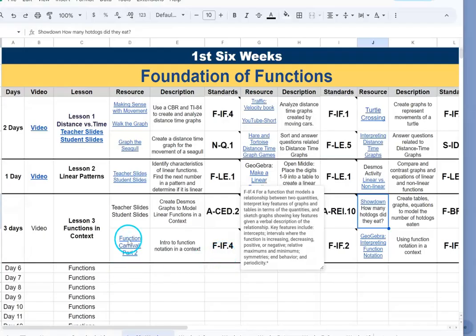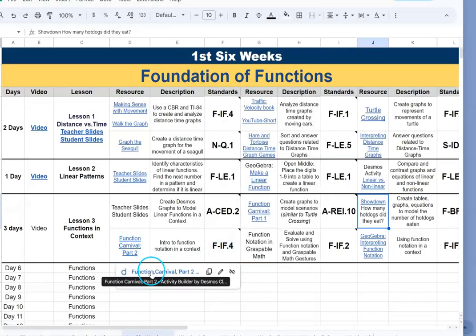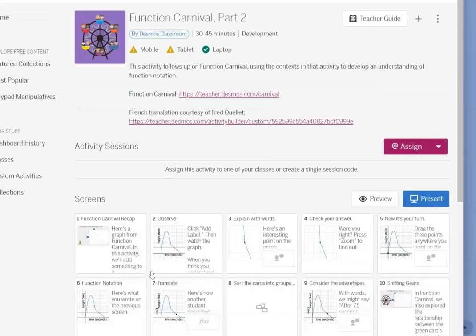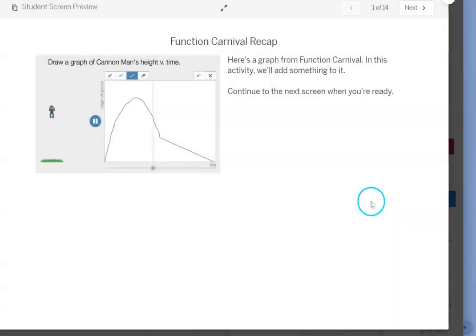The next activity, this one's another pretty important one. This is Function Carnival Part 2. So of the 2, I really think this one's more important. It's up to you how long you want to spend on Part 1, but Part 2, we're getting into the notation. So this is new for this course. They do revisit this activity.